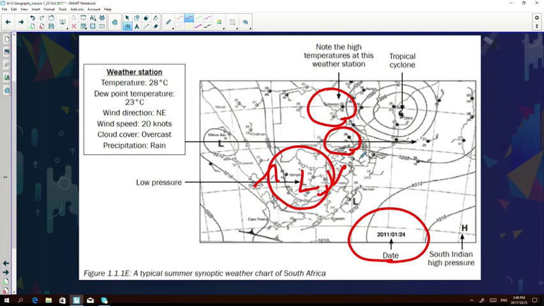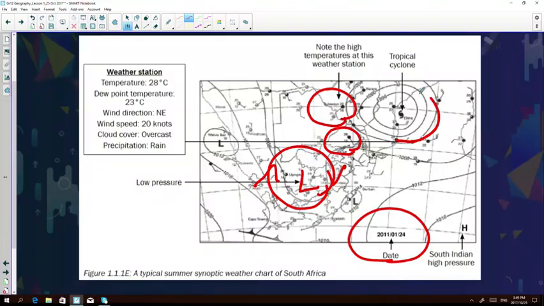Now, later during the programs, we're going to learn about tropical cyclones. Now, tropical cyclones are low pressure systems that develop in tropical regions. They only develop in tropical regions that experience high temperatures. And as you can see, there's a tropical cyclone over there, and that's another indication that it's in summer.